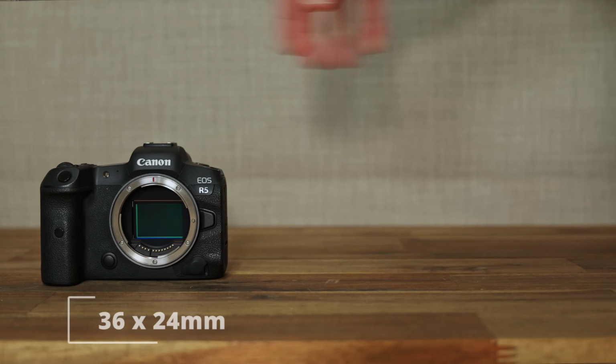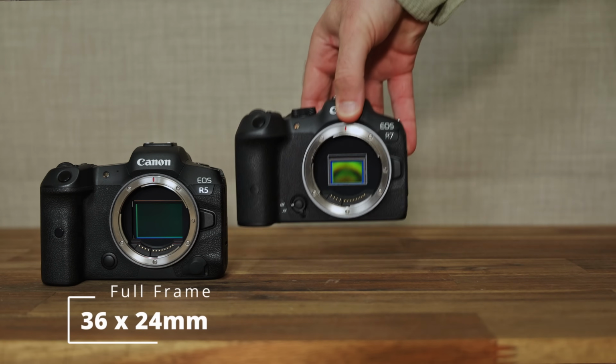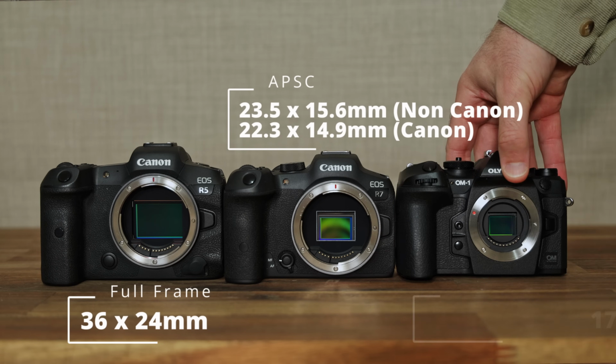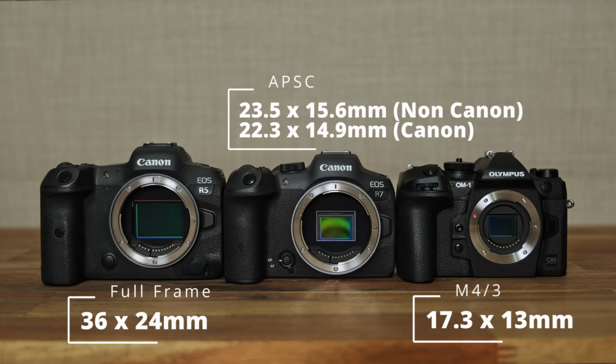A full frame camera, which we have here, which is the R5, has a physical dimension of 36 by 24 millimeters. Now, if we move to an APS-C body that's not Canon, it's 23.5 by 15.6. And finally, micro four thirds actually has a physical dimension of 17.3 by 13 millimeters. So as you can see, they progressively get smaller and smaller as we go down.